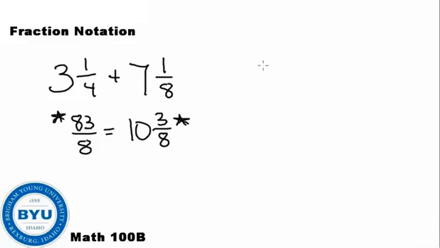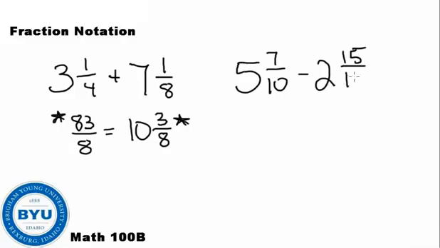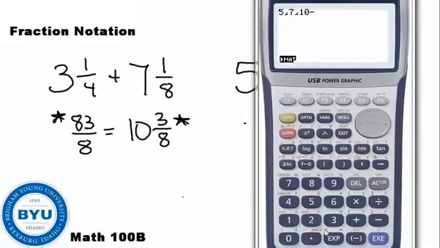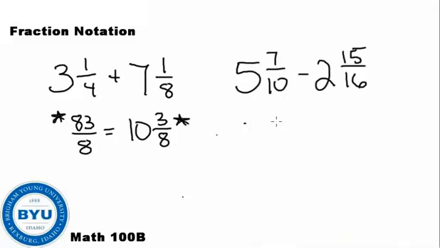Let's have you try one of these just to make sure you're on the same page. Let's go 5 7/10 and have you subtract 2 15/16. Go ahead and pause the video, write this problem down in your notebook, and resume the video when you're ready to check it out. Minus 2 15/16. And that equals 221/80, or of course we could convert it as well to 2 61/80.